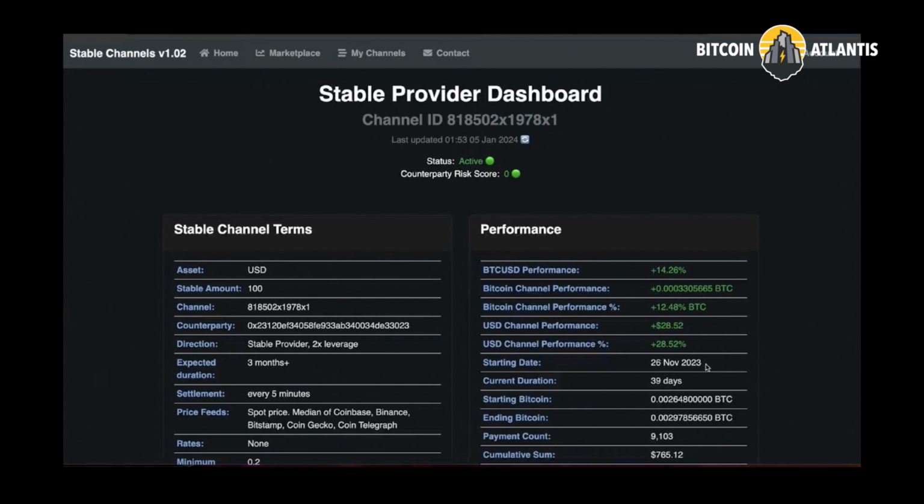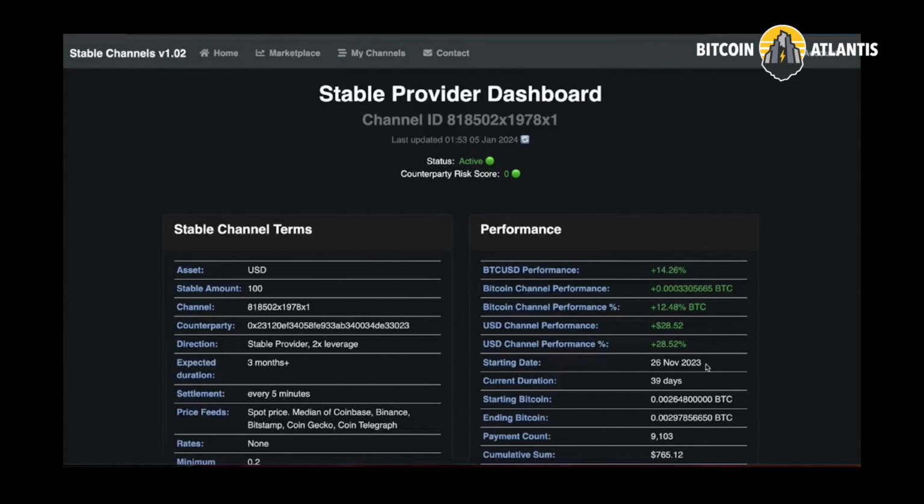So this is a view of the stable provider dashboard. On the left side, we have the stable channel terms, and you can see US dollar, stable amount $100, which side you're taking, which price feeds you're using. And on the other side, this is more of a trader view where you see the performance of the stable channel. You can see the Bitcoin denominated performance, the US dollar denominated performance, and so forth.